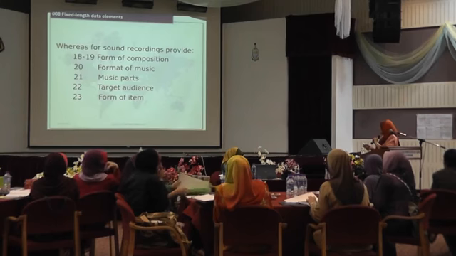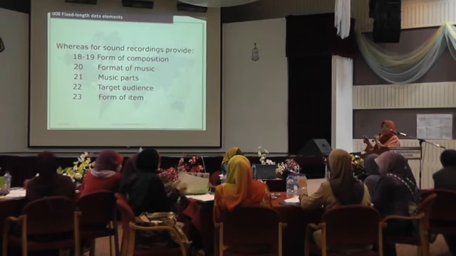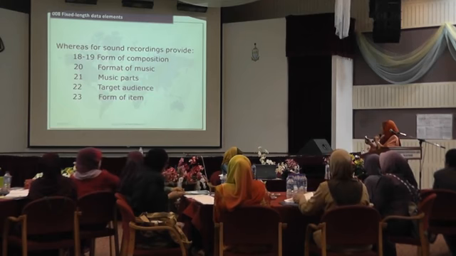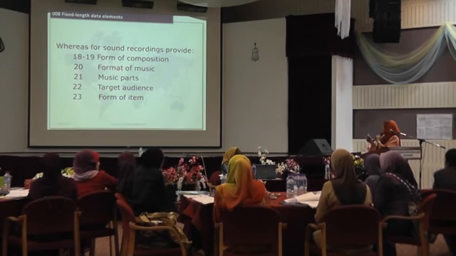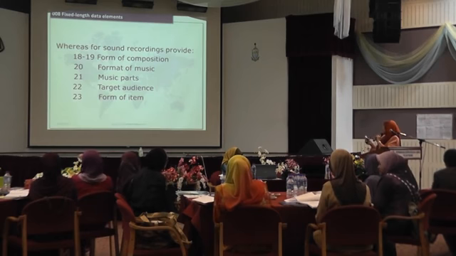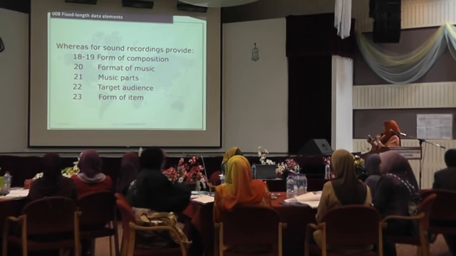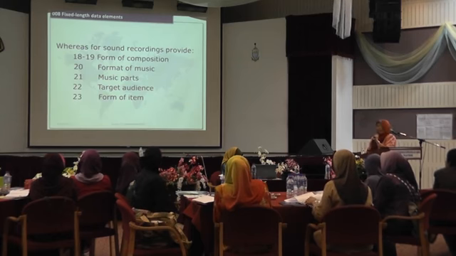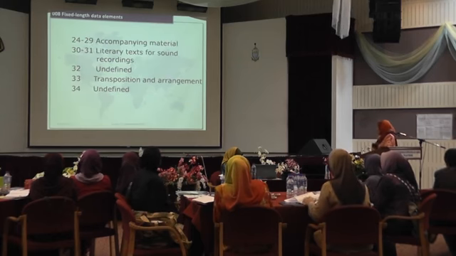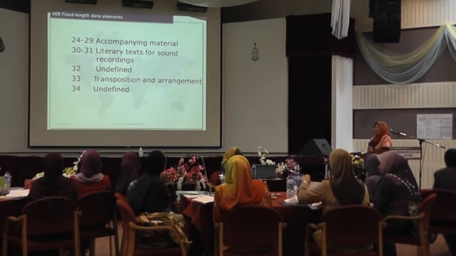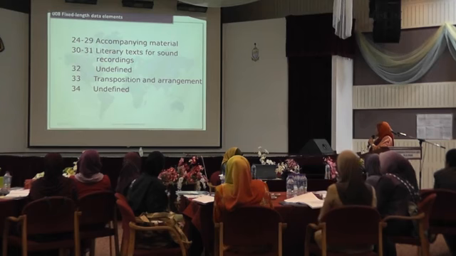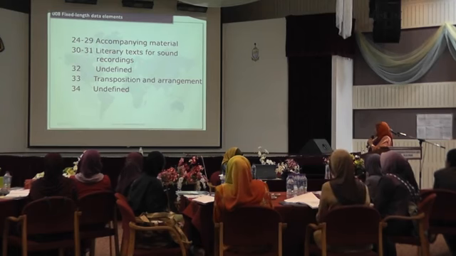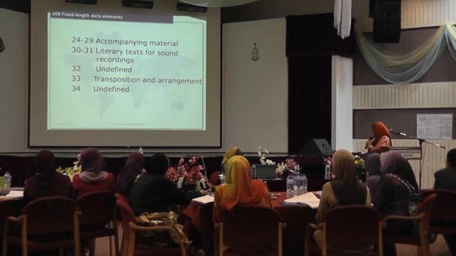And then you have, for the sound recording, for example, 18 to 19, the form of composition, 20, format of music, 21, music parts, 22, target audience, the same as others, and 23 is your form of item. Alright? 24 to 29, accompanying material. 30 to 31, literary text for sound recordings. 32, undefined. 33, transposition and arrangements. And 34 is undefined. Right?